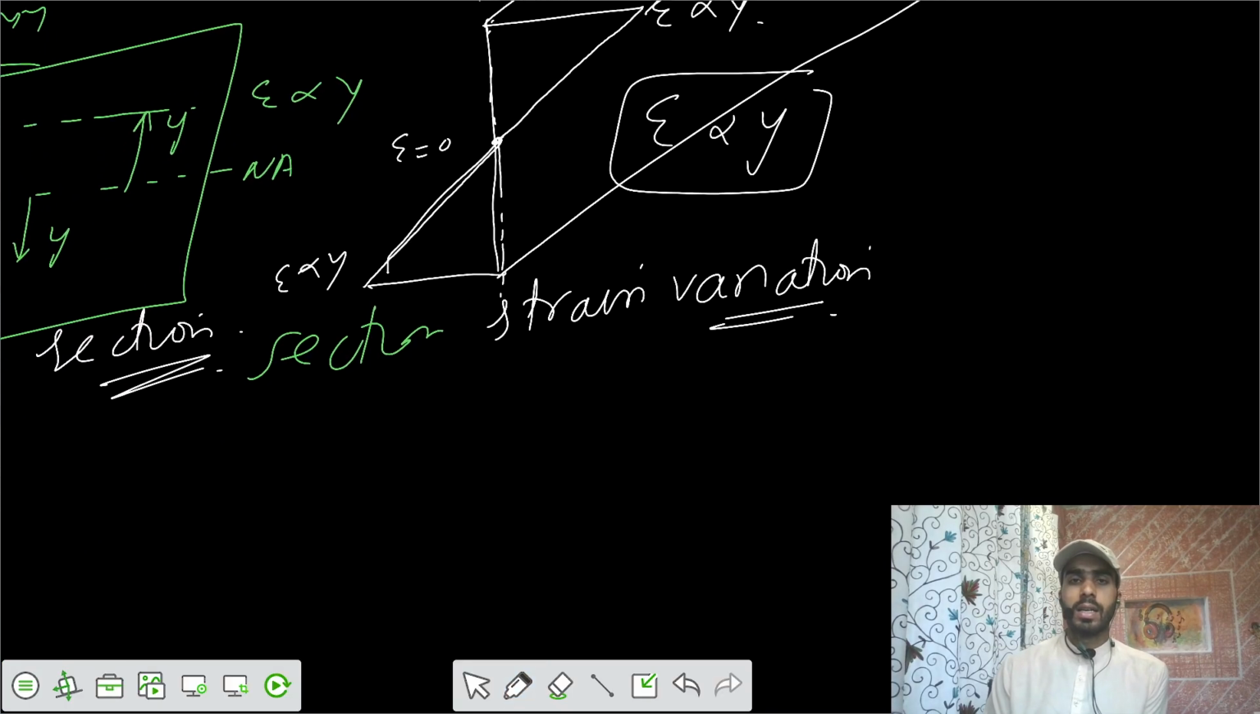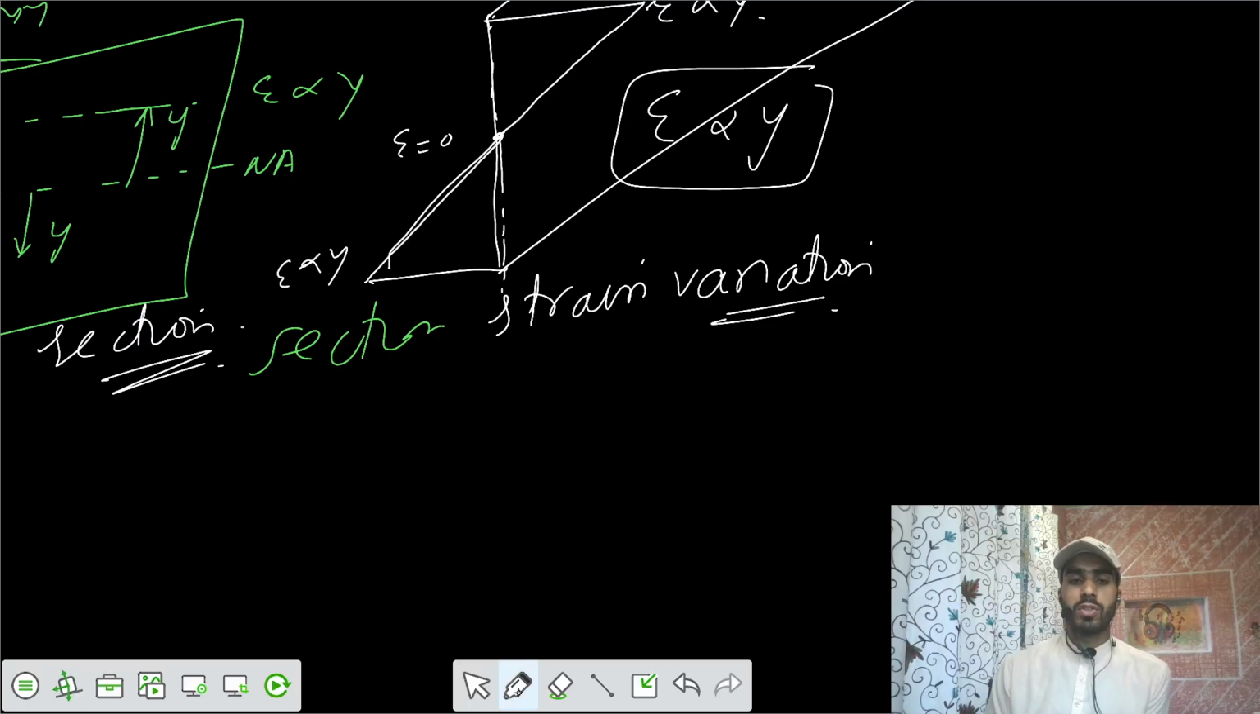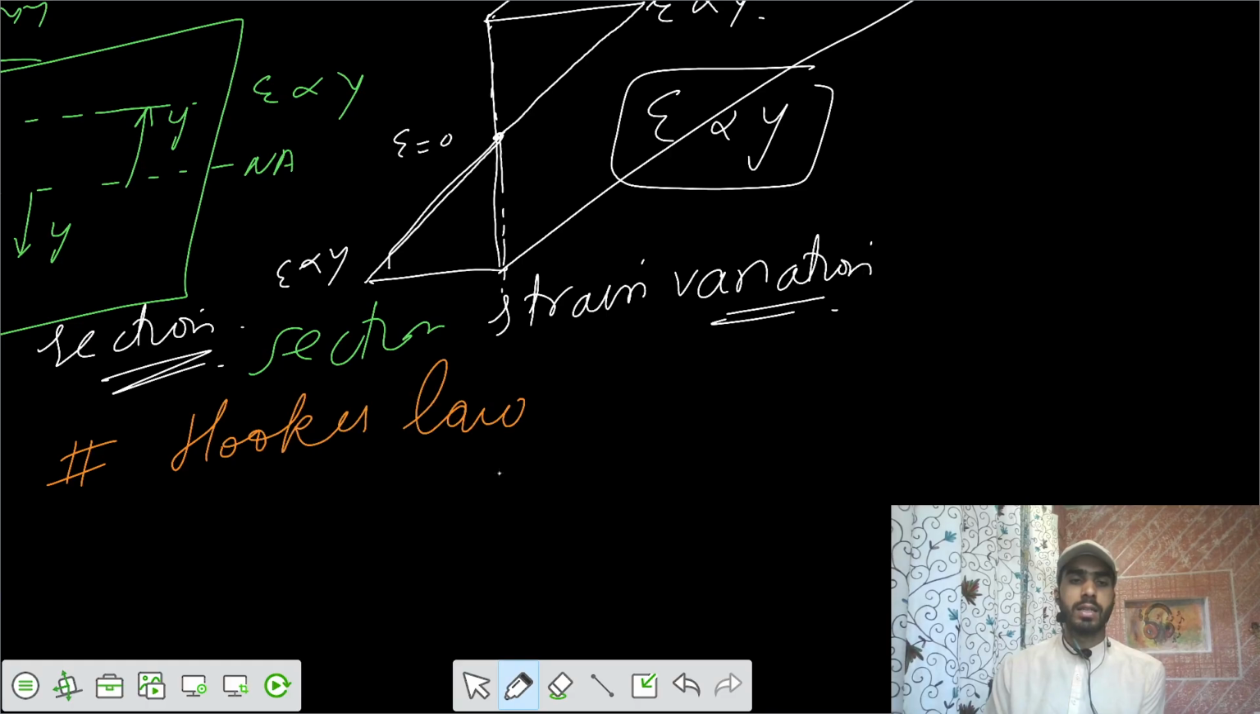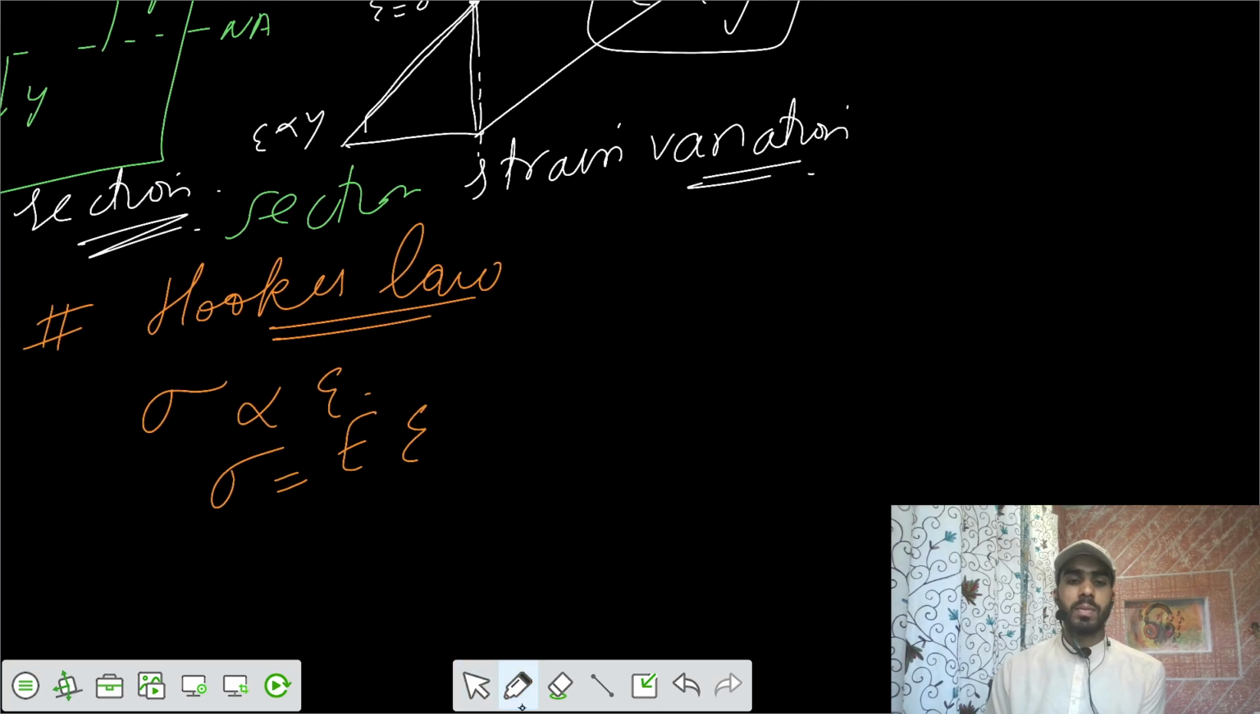So this is that strain proportional to strain. But one thing is that we said that Hooke's law is valid. Now from that, if Hooke's law is valid, we have stress proportional to strain, and we have stress equals E into epsilon. That means sigma equals E y by r.